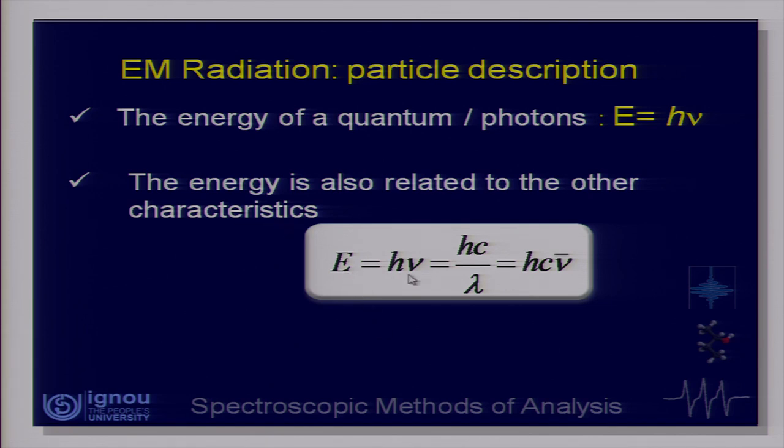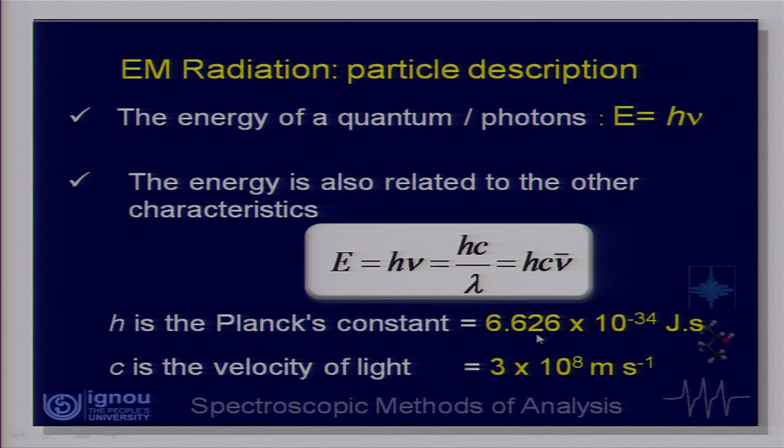E is h nu, we just said, and if you put the expression for nu here, that is c by lambda, the expression becomes E is equal to h c by lambda. Or if I take 1 by lambda to be nu bar, that is the wave number, E is equal to h c nu bar. So, there are alternative ways of looking at the energy of a radiation: E is equal to h nu, or E is equal to h c by lambda, or E is equal to h c nu bar, because all these expressions are very useful when we try to express the energy of a given radiation in terms of different characteristics.